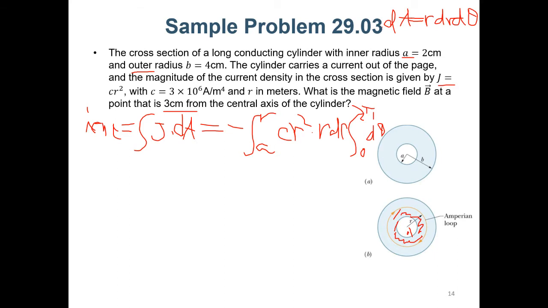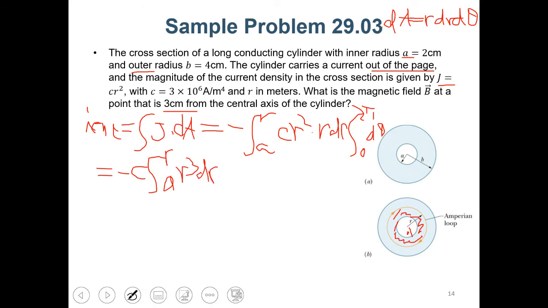And then suppose the Ampere loop is clockwise, which is into the page, but now the current is out of the page, so we have a negative sign here. We use the right-hand rule. It is clockwise, so into the page is the positive direction, and the current is going out of the page, so we have a negative sign. So it will be minus C integrated from A to R of R cubed dr, and then this one is nothing but minus 2 pi C times 1/4 (R to the fourth power minus A to the fourth power).